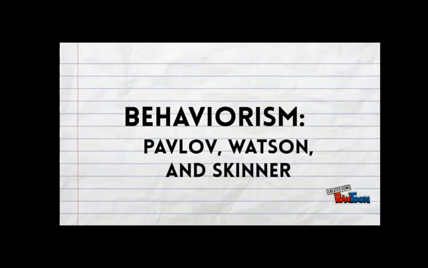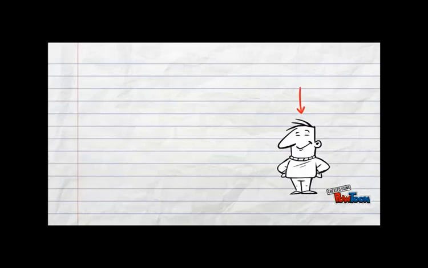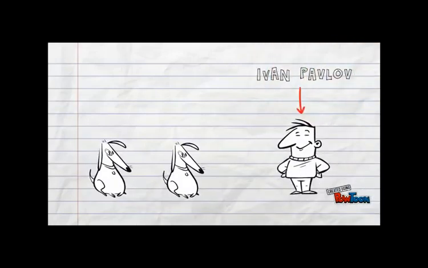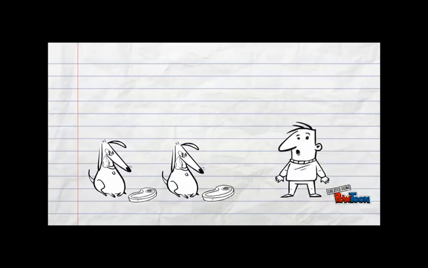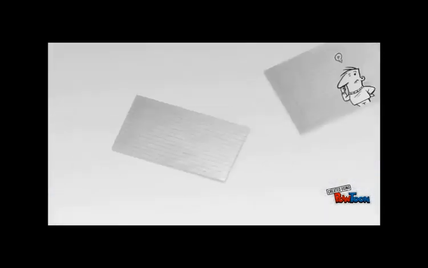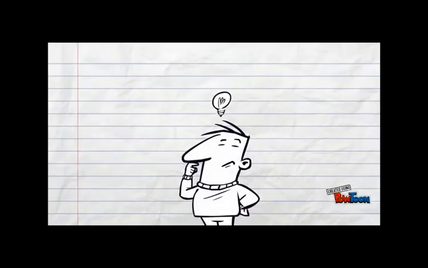Let's talk about behaviorism. We begin in late 19th century Russia, where scientist Ivan Pavlov lived with his dogs. Whenever Pavlov would bring the dogs their food, they would salivate. One day, he walked into the room without food and was shocked to see that the dogs were still drooling in anticipation. What Pavlov had accidentally discovered was the concept of classical conditioning.